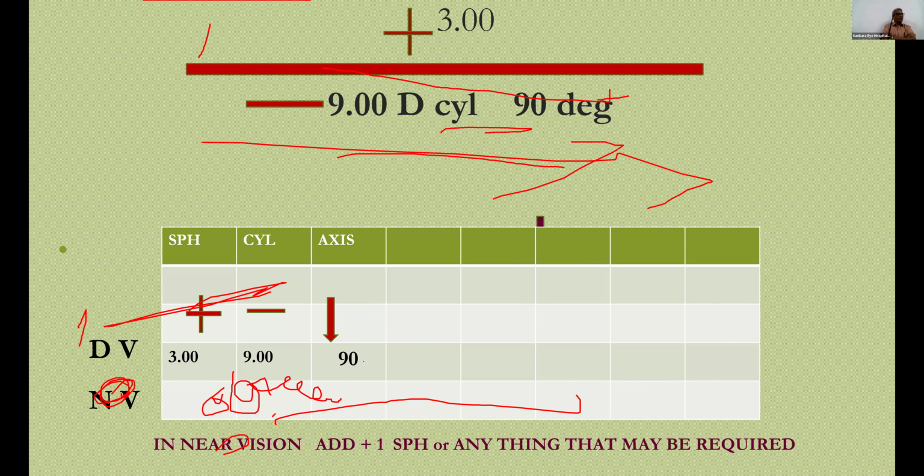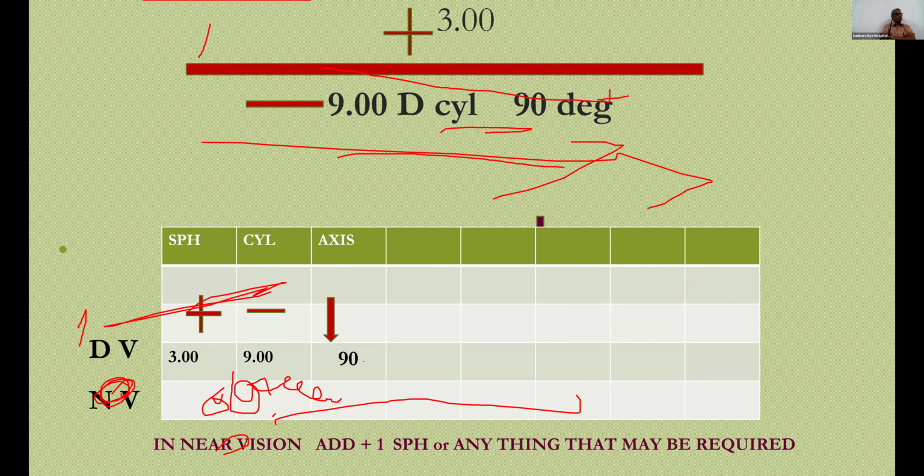So algebraic sum is the new sphere. Change the sign of the cylinder and the axis by 90 degrees. That is what is called simple transpose. Why do you want to transpose?